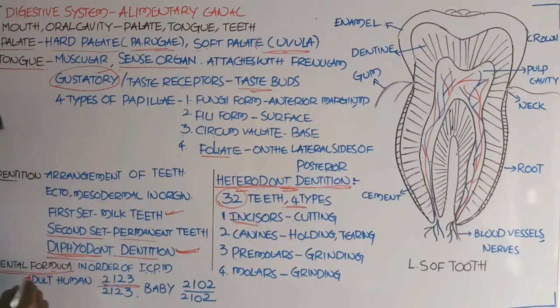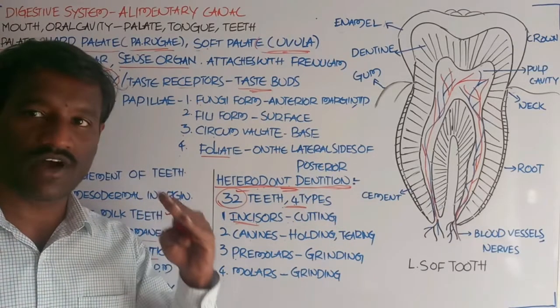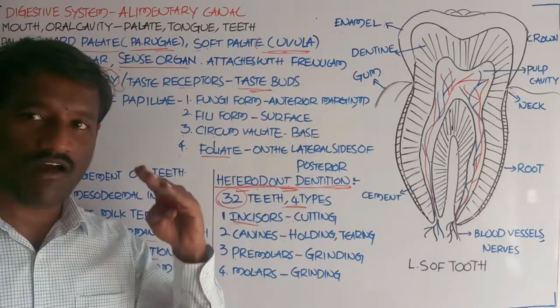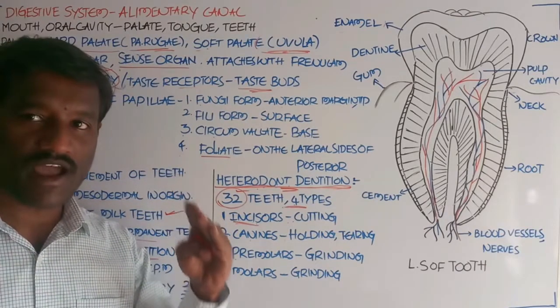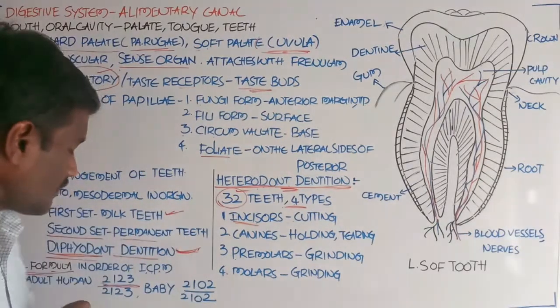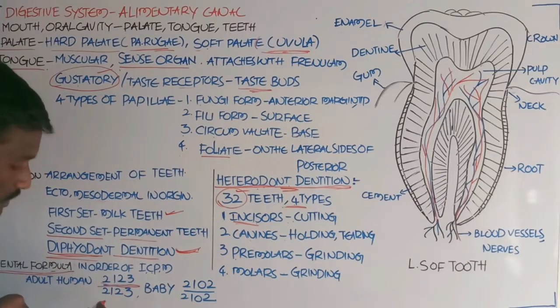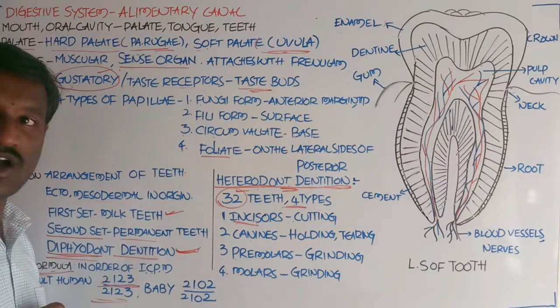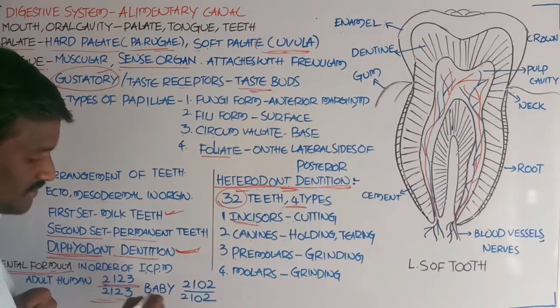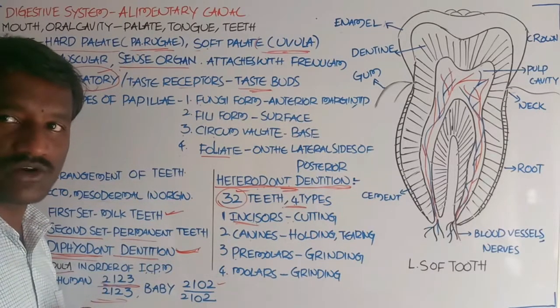And what about the dental formula? The dental formula means the arrangement of the number of teeth in each half of both jaws in the order of incisors, canines, premolars and molars. The dental formula in adult human beings is 2123 by 2123. In a baby, the dental formula is 2102 by 2102.